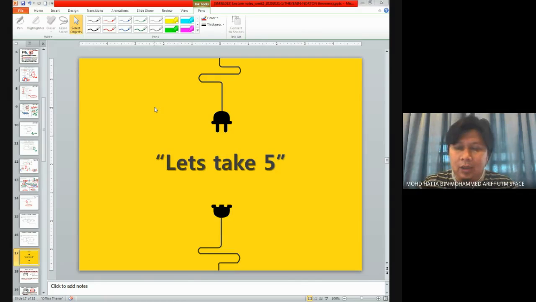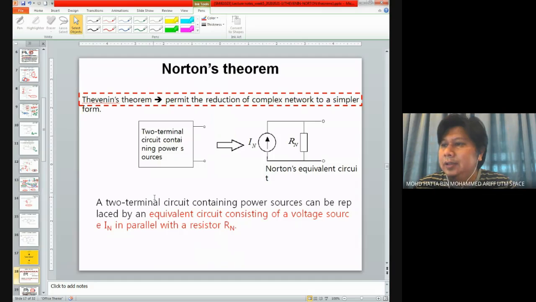For the past hours, we already have a look at Thevenin. So next will be looking at Norton theorem. Basically, this should be Norton.